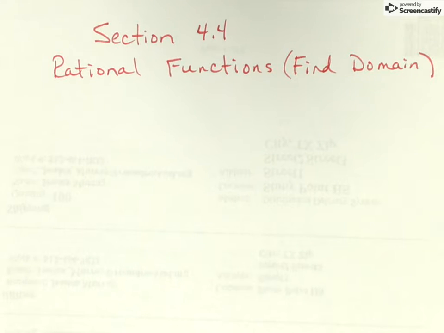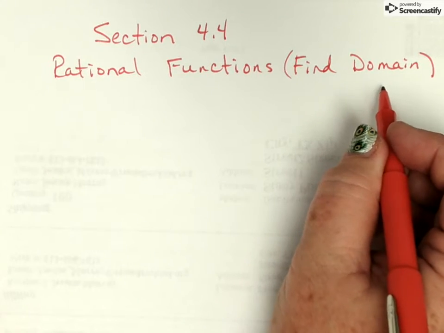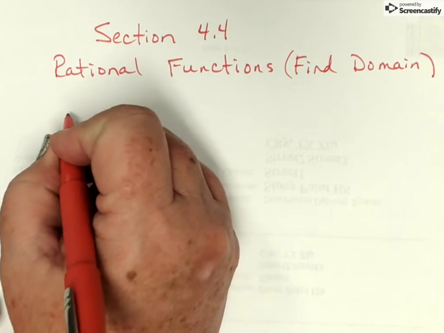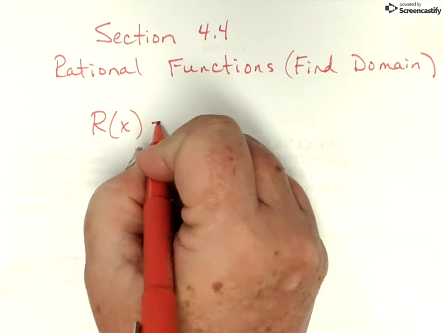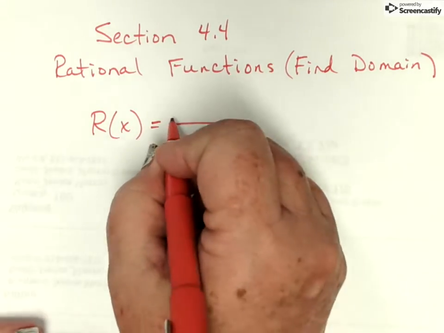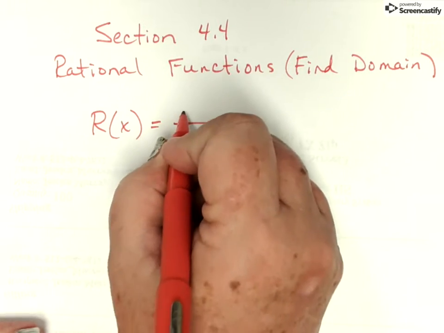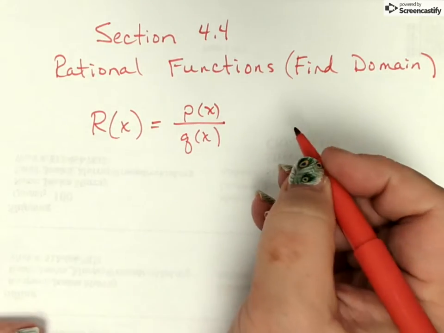So this video is on the properties of rational functions, and we're going to start with those properties and then move right into finding the domain. A rational function will always be in this format. It will be written as a fraction, because that's what rational comes from, a ratio of two things, and it's going to be a fraction of two polynomial parts.